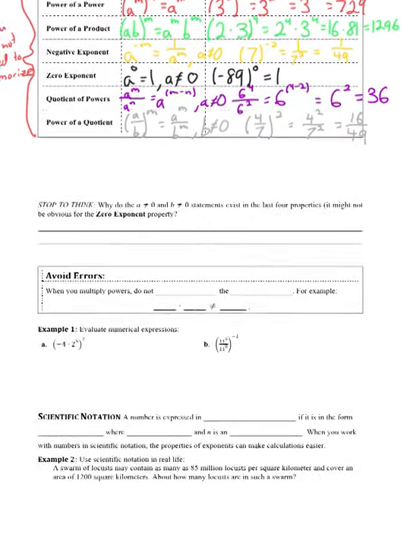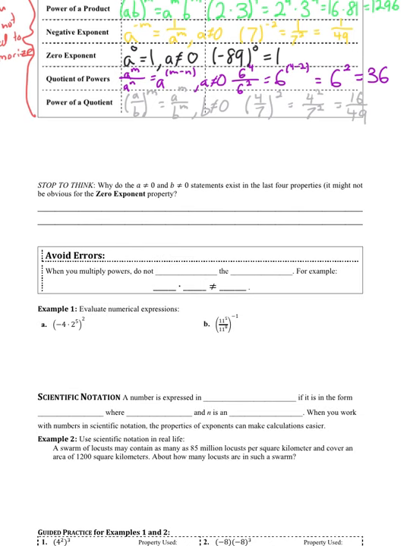Okay, so now just a question here. Stop to think, why do the a equals 0 and the b equals 0 statements exist in the last four properties? It's probably not obvious in the 0 exponent property here, but it should be hopefully obvious in the rest of them. I already kind of touched on it a little bit. But what do you guys think? Why does that exist? Why would that be a concern?